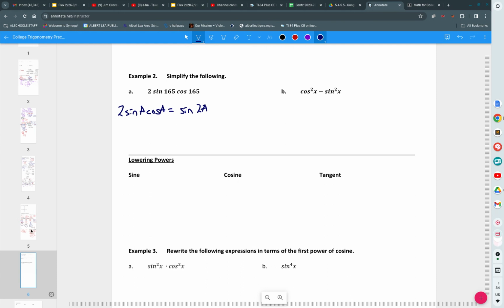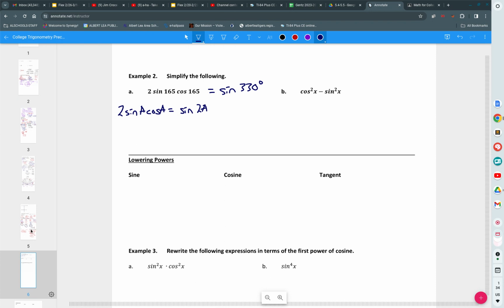It turns out that this is a double angle formula, isn't it? Okay, so this is the same as sine of twice 165. What is twice 165? 2 times 165. 330 degrees. What is the exact value of sine of 330?